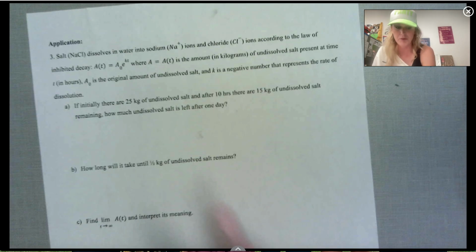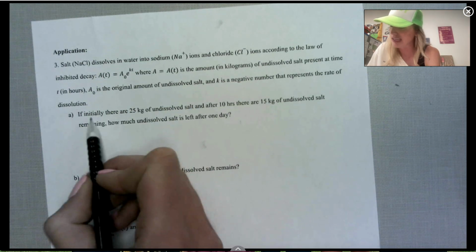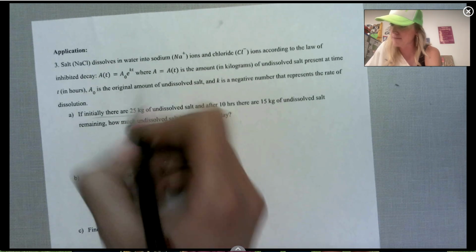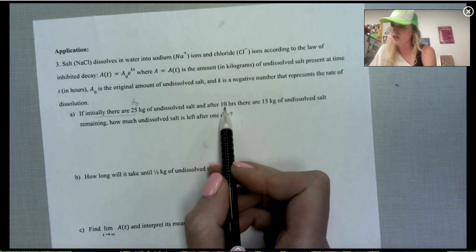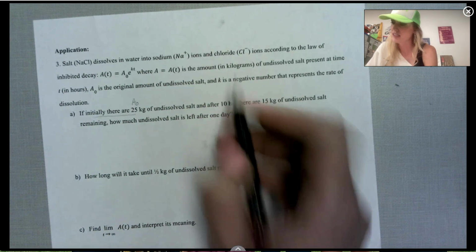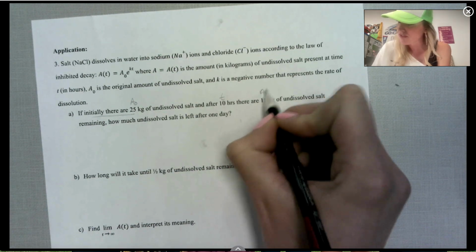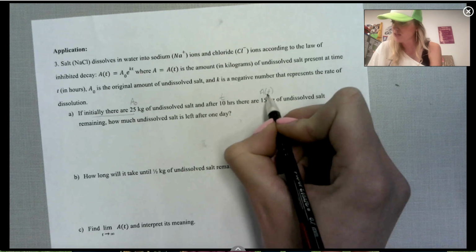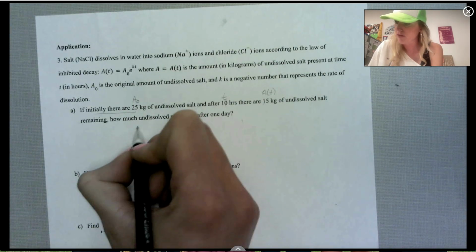Okay, so let's see what we have. So initially, that's kind of a keyword. Initially, there's 25, so that's my A naught. Okay, and then we're given some time, 10 hours, and then we're given a new amount. So this is A of t. In particular, it's A of this t. So I'm going to plug in 15 for A of t.